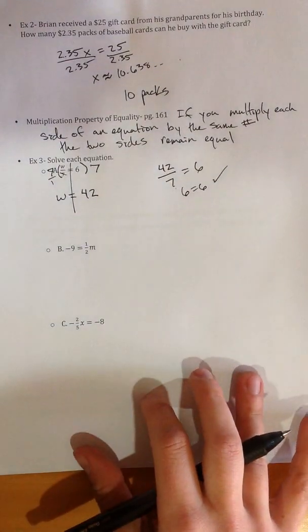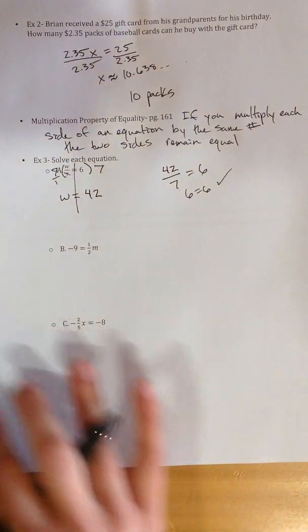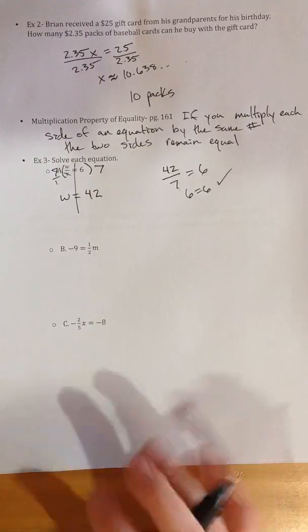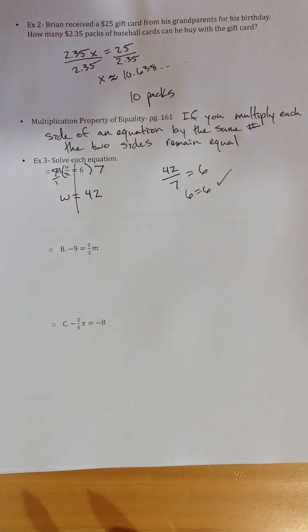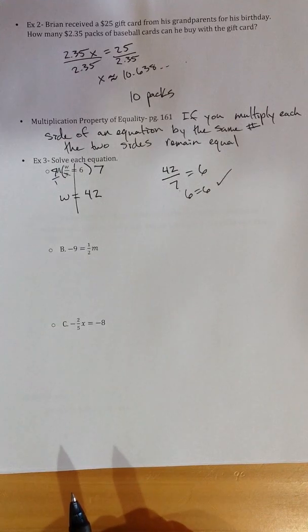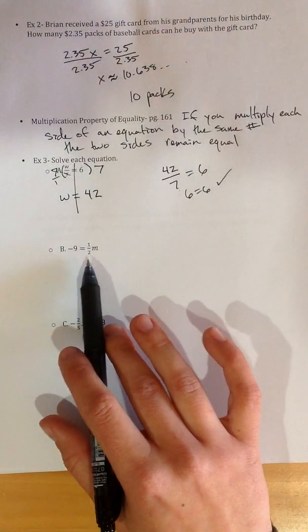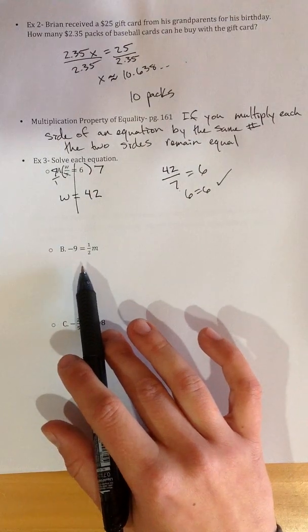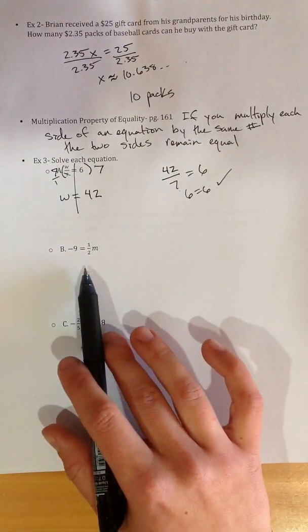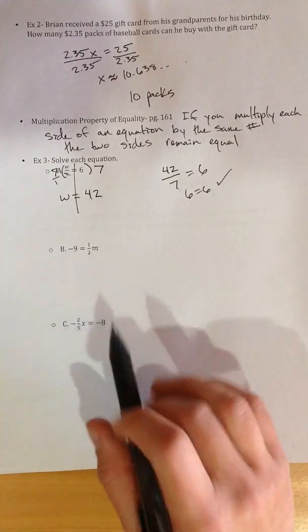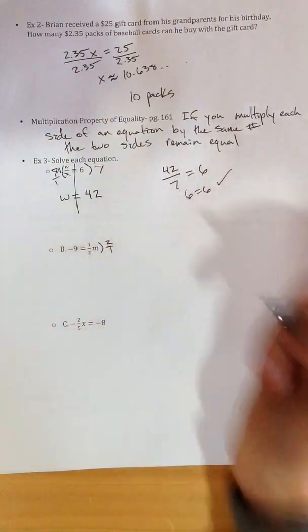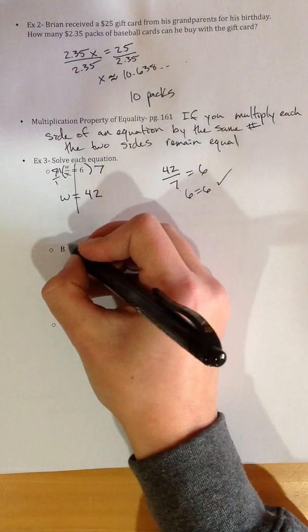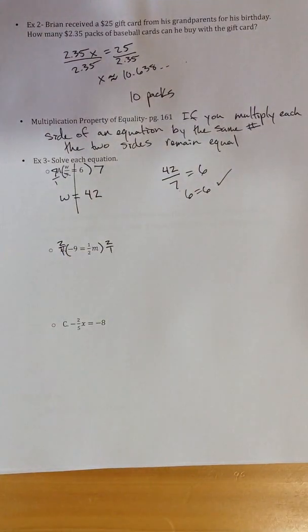Okay, the fraction ones, people usually have a hard time with these. So we got -9 is equal to 1/2 m. People always get confused with the fractions, but it's really not too bad. What we're going to do, instead of having that fraction there representing our division, is multiply by the reciprocal. Okay, so the reciprocal of 1/2, we remember we flip it over, so the reciprocal of 1/2 is 2/1. So we're going to multiply both sides of the equation by 2/1.